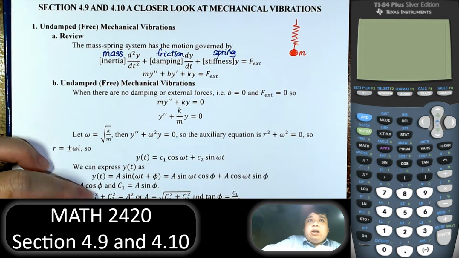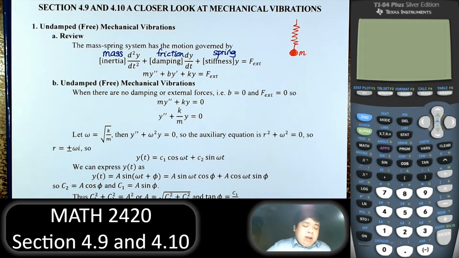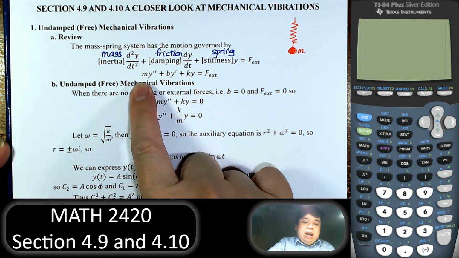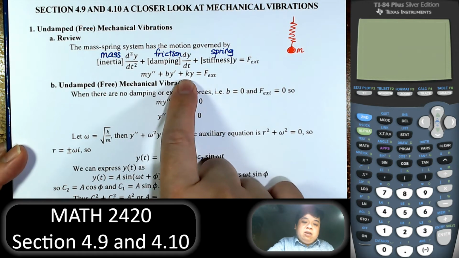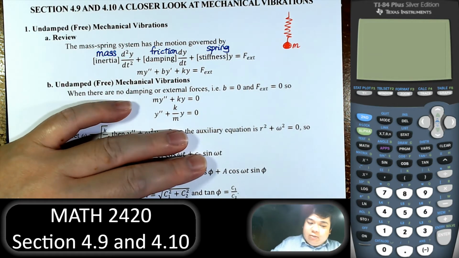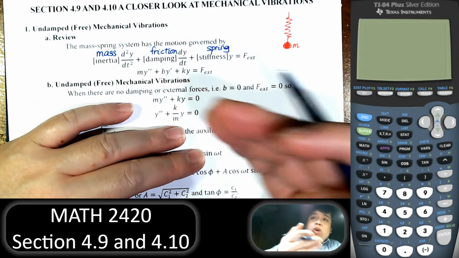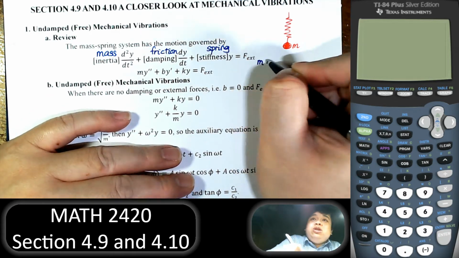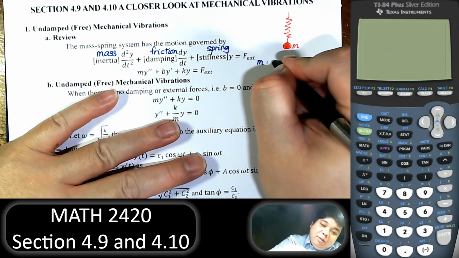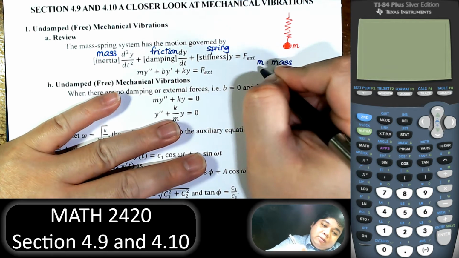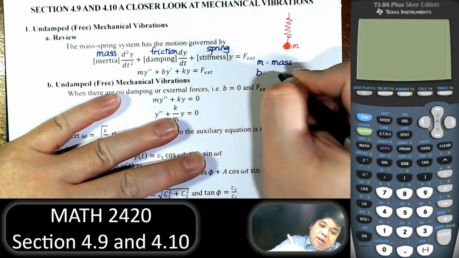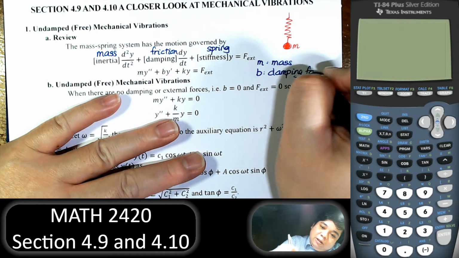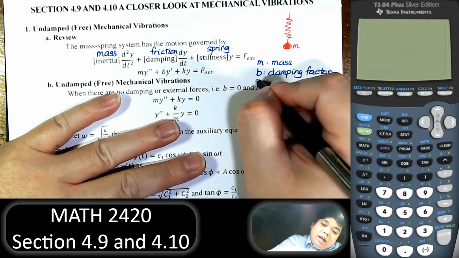to the external force. Now in this section we study different scenarios of the case where we have the mass, the damping factor, and the spring constant. So let me just write down different scenarios of those. We have different types of differential equation, I should say different types of solution. M of course is the mass. B is the damping factor. And K is the spring constant.